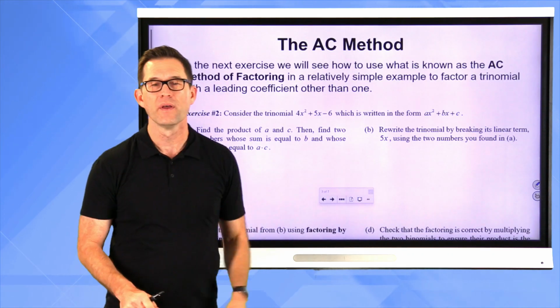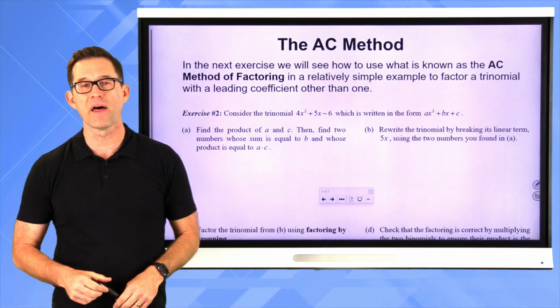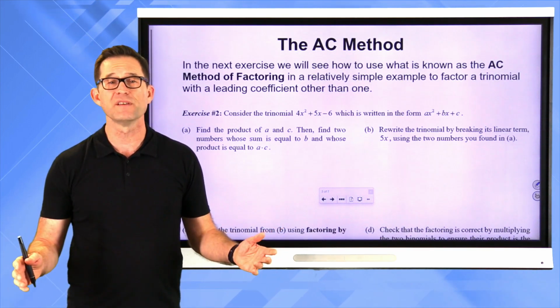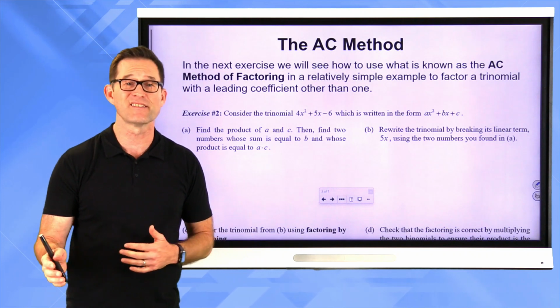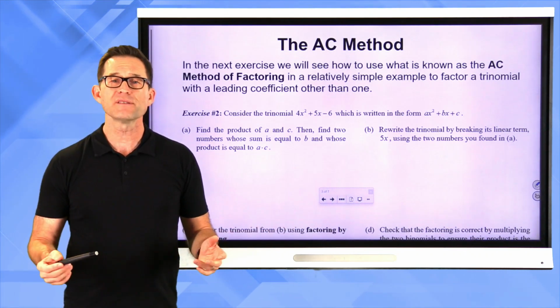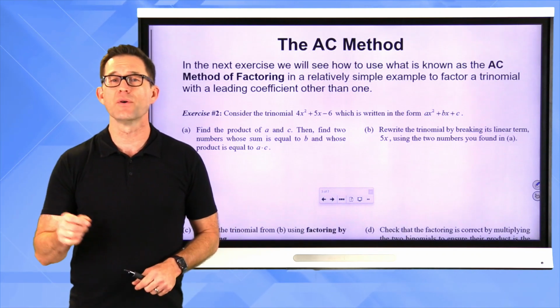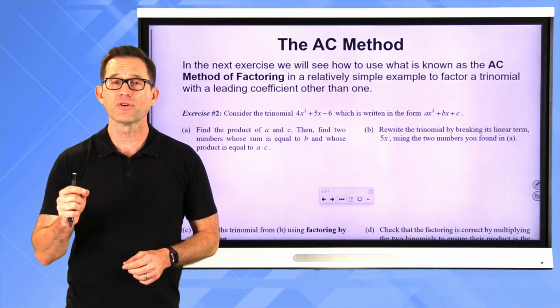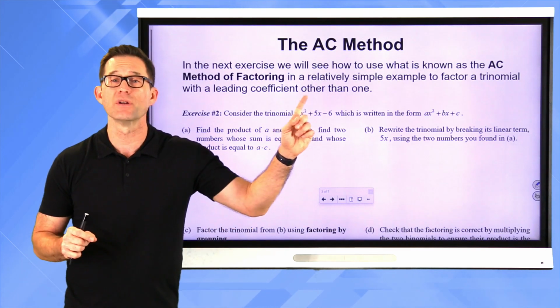Here we go. We're going to call this the AC method. A lot of math teachers call it the AC method. You won't probably see that piece of terminology on a state exam or anything like that, but we'll call it that for now. The next exercise, we will see how to use what's known as the AC method of factoring in a relatively simple example to factor a trinomial with a leading coefficient other than 1.